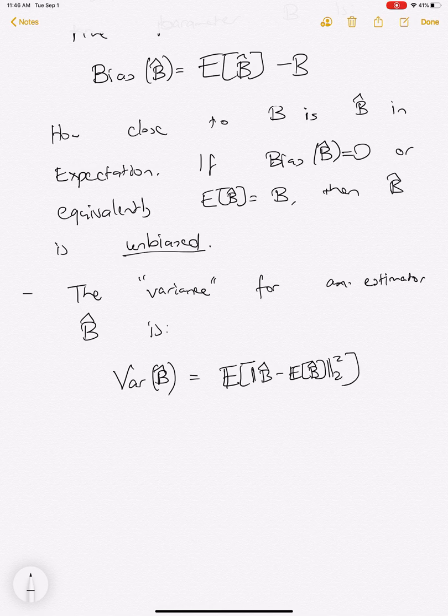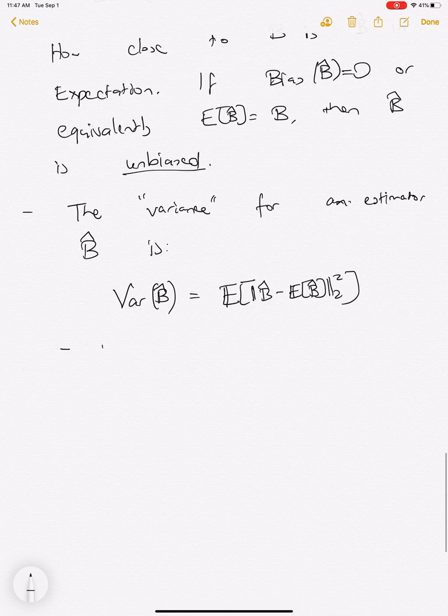Okay, and so this really goes back to your notion of variance that you would have learnt in probability before, which is that the variance of a random variable is really just the expectation of that random variable minus its expectation, squared. And so this is really just saying how much variability is in b hat. Note that there's no b in this definition, so this is purely saying how much noise or randomness is in this b hat.